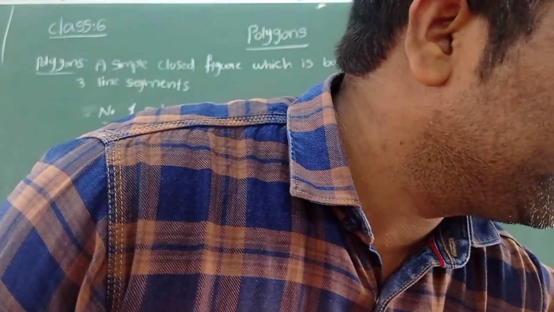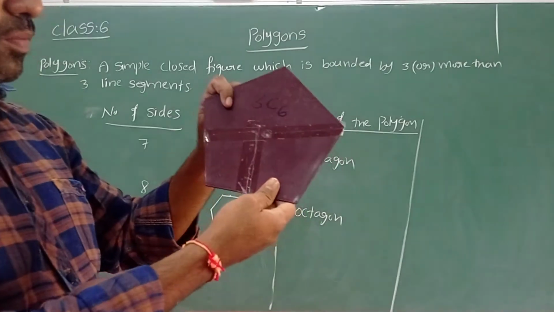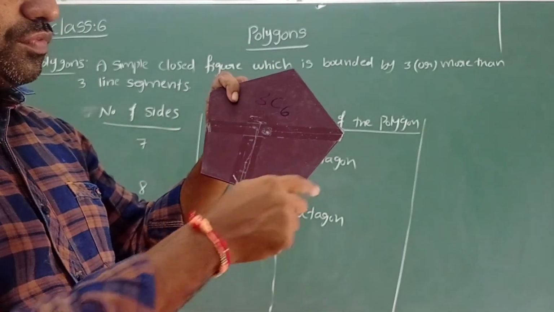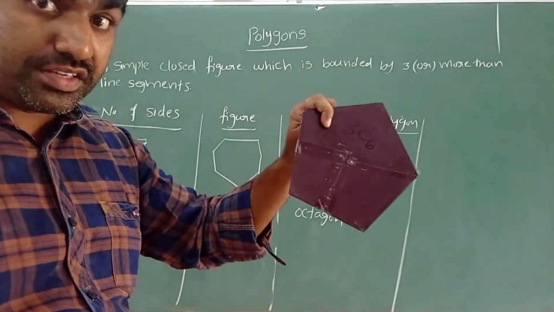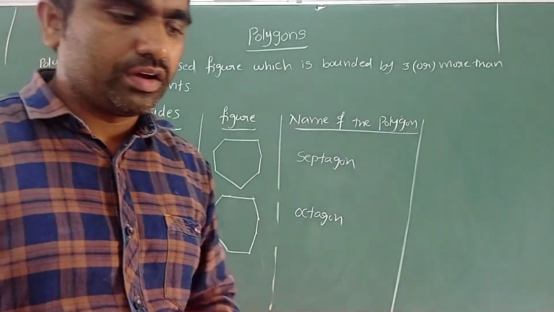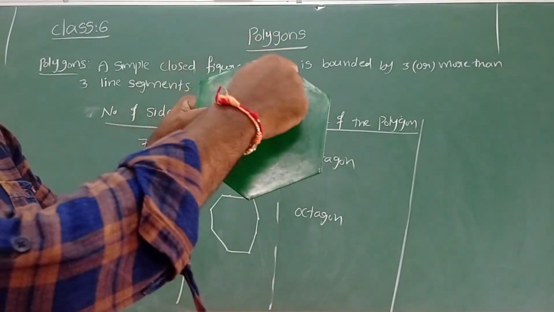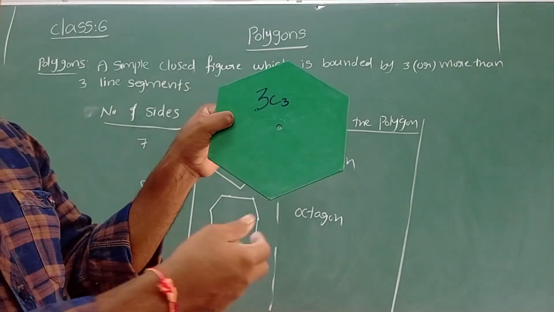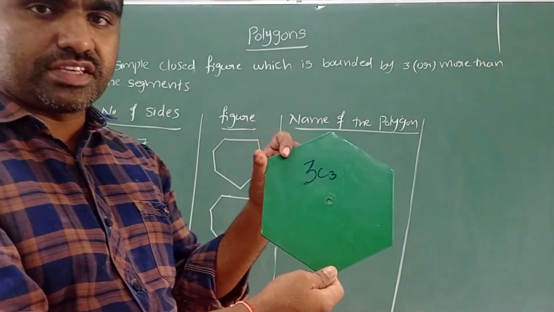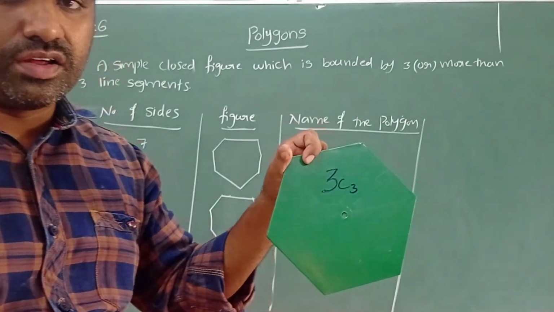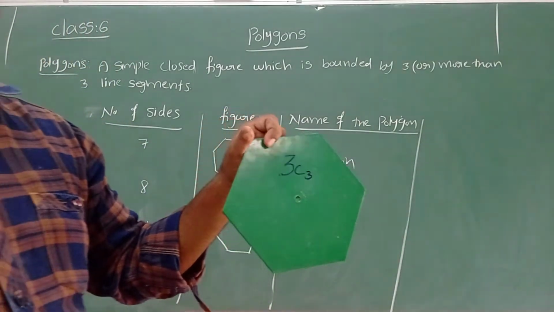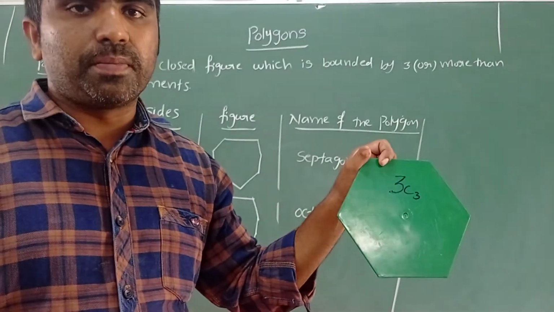Let's see one more. Here you can see one more polygon: 1, 2, 3, 4, 5. A polygon with 5 sides is called a pentagon. And let me show you one more. Yes, you can see one more polygon: 1, 2, 3, 4, 5, 6. It is a polygon with 6 sides. It is called a hexagon. So these are the types of polygons which we are separating based on the number of sides.